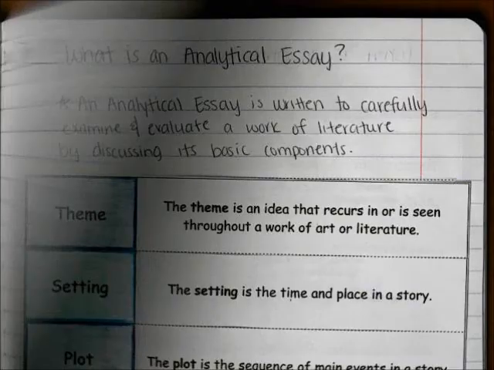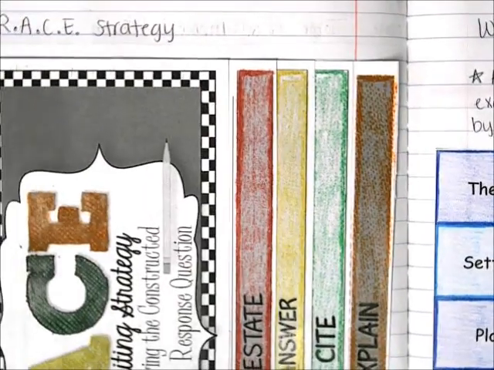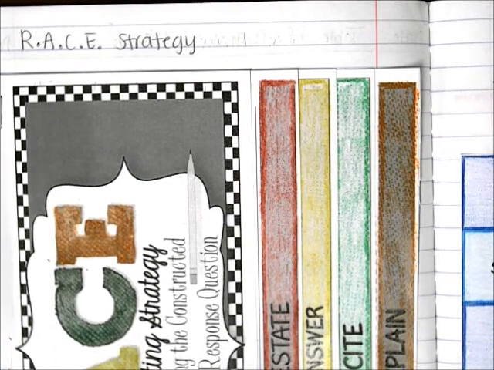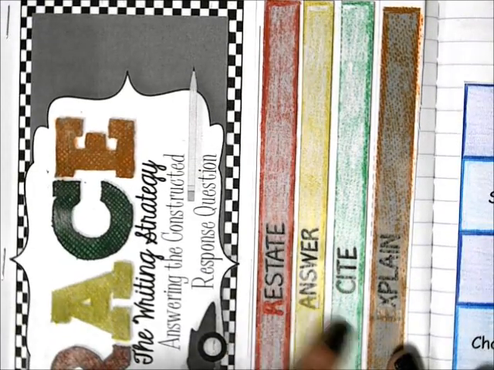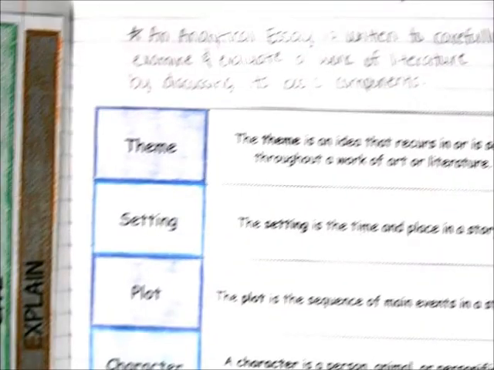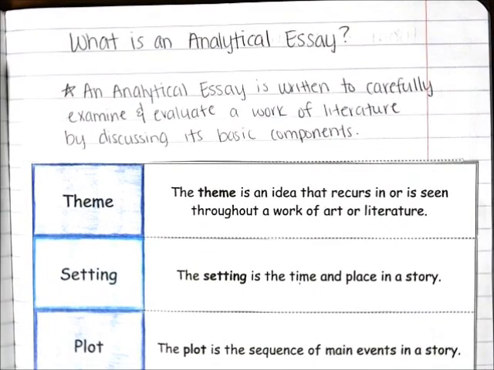You should have your table of contents page already set up. And your first page should actually be your RACE activity flipbook. If you don't have the RACE activity flipbook, let's say you lost it, you don't know what you did with it, just go ahead and write the notes for what the RACE stands for on that page.